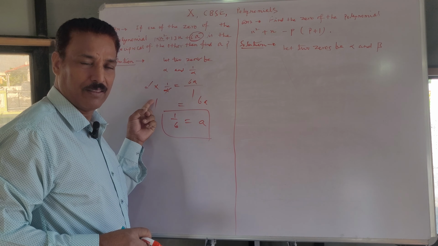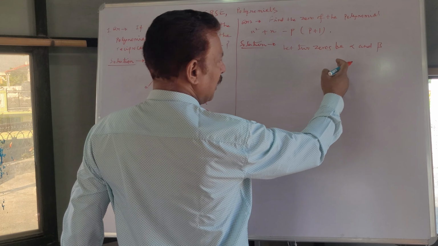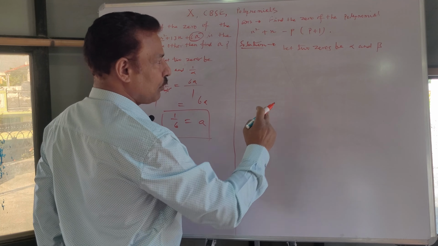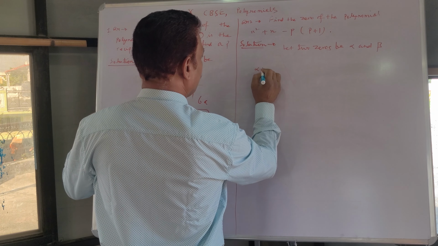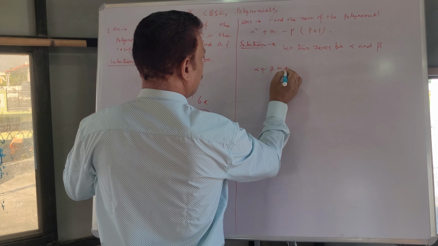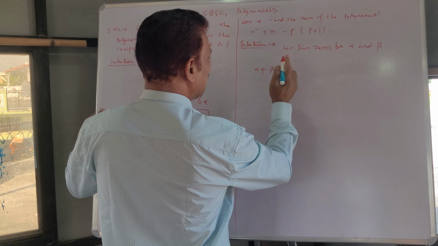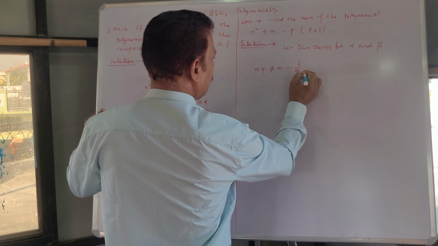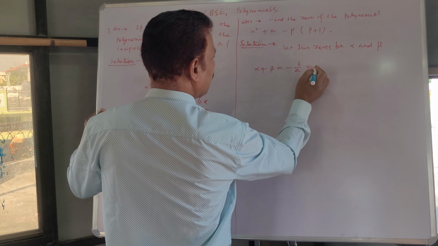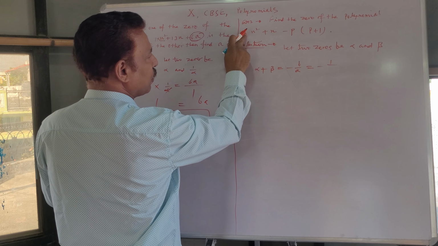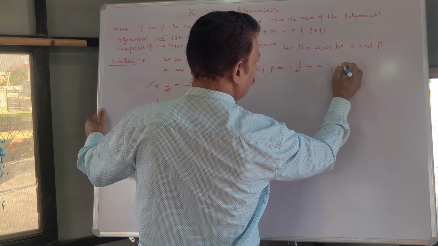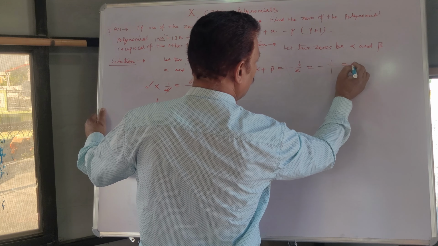But here the situation is quite different. Let the two zeros be alpha and beta. What is the sum of zeros? The formula is minus b upon a. What is b? Coefficient of x. What is the coefficient of x? No doubt, 1. What is a? What is the coefficient of x square? 1. So what is alpha plus beta? Minus 1.